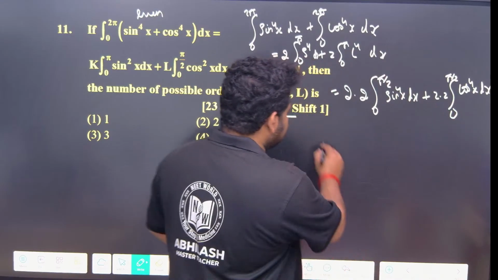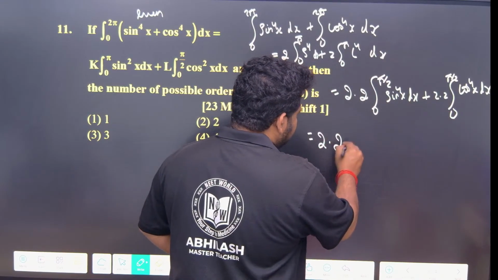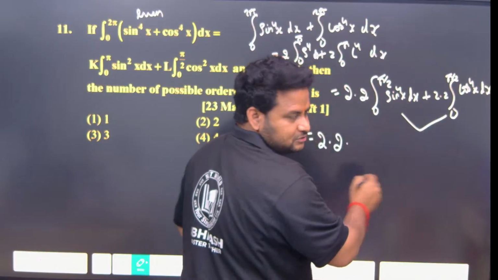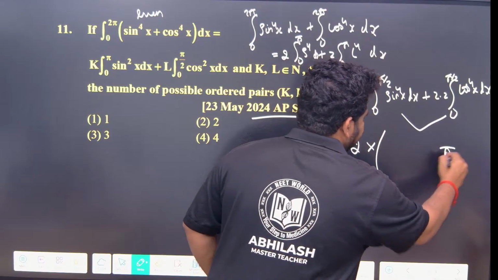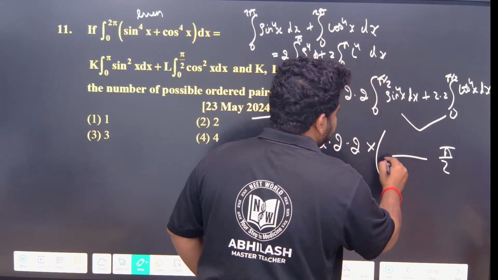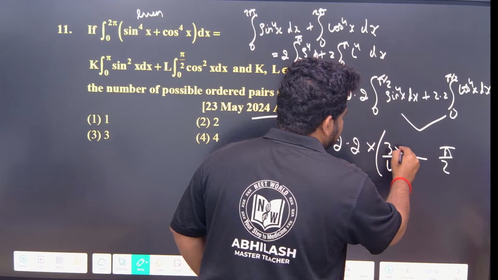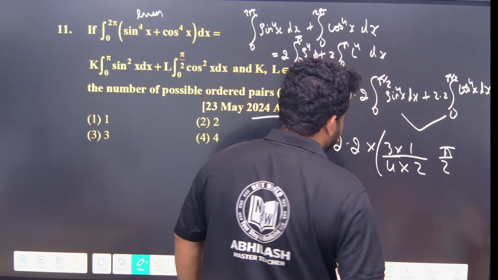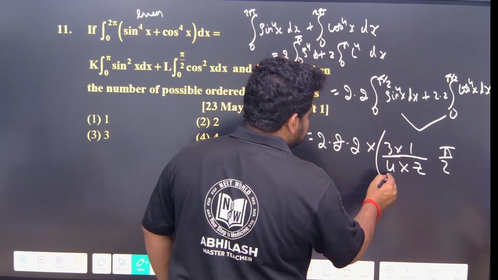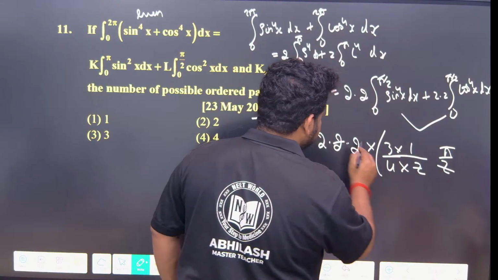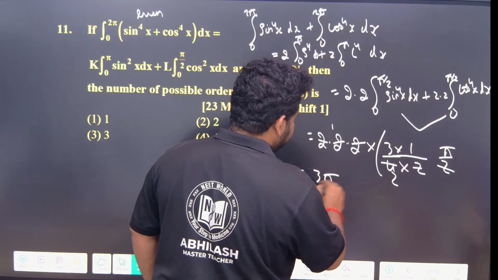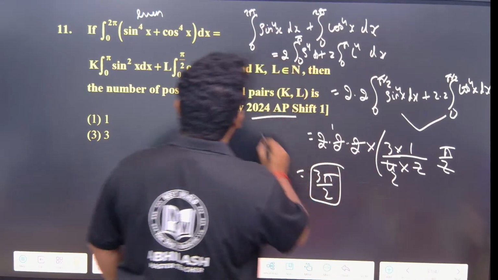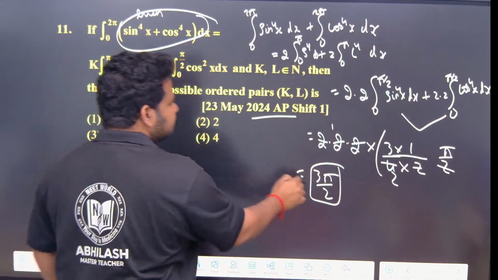So I can write it as 2 into this entire thing, if I combine I will get 2 times the value. So 2 into, what is this, pi by 2 I should write here. What is this? This is 4, this is 3 into 1, 4 into 2. Now 2 cancels, so I will get 3 pi by 2. What is the answer I got? 3 pi by 2. For this thing I got the answer as 3 pi by 2.